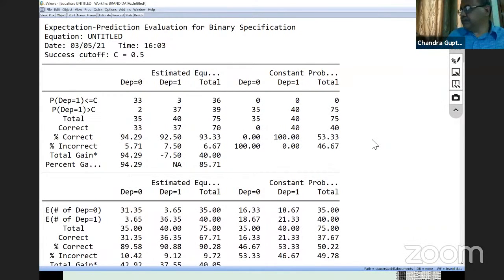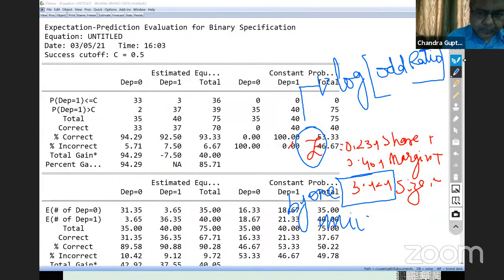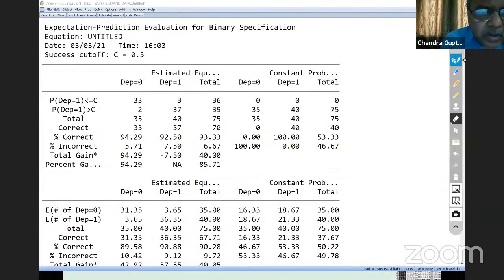Okay. So 33 are having a value. You can see here percentage correct. This one.